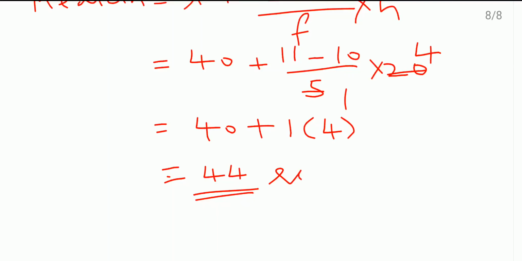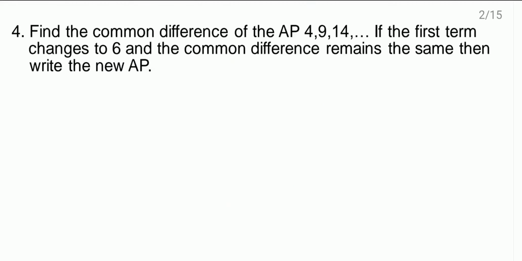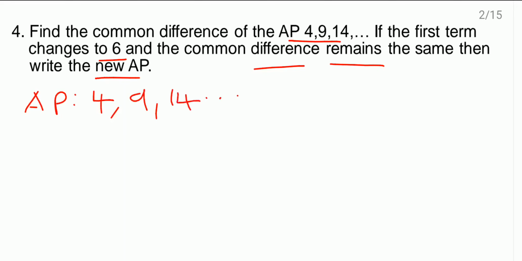Correct? Here we'll write down runs. Let us see question number 4. Find the common difference of the AP. Here AP is given. If the first term changes to 6 and the common difference remains the same, then write down the new AP. So first we'll write down this AP here. AP 4, 9, 14 and so on. Look at this one. If I want to find out the common difference, second term minus the first term. So 9 minus 4, which comes as 5.